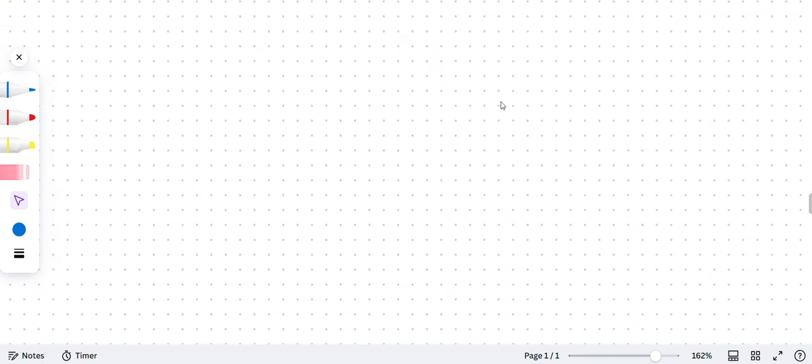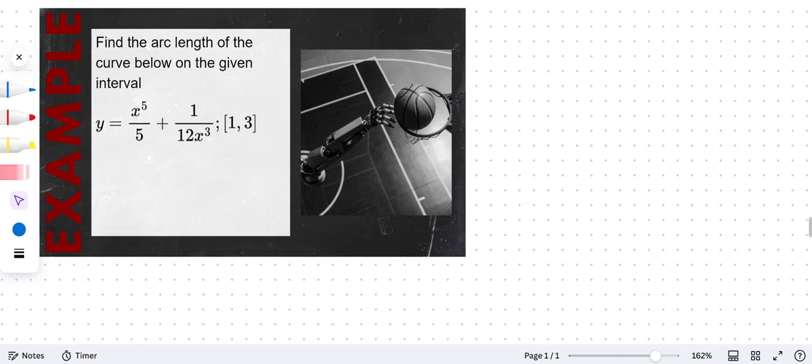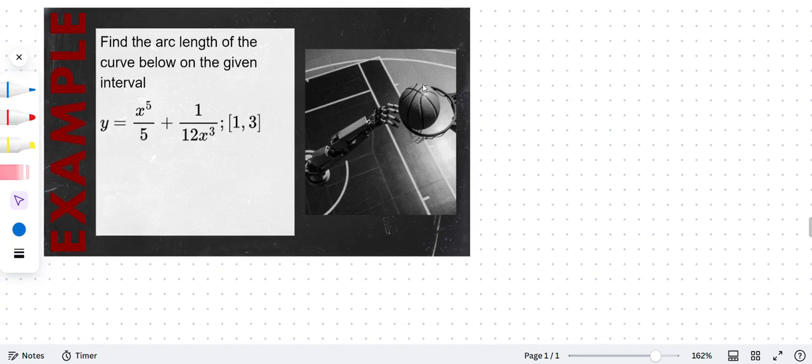This next one, for whatever reason, there's a bunch of problems like this on the homework, and they're not necessarily any more difficult. They just look a little goofy because we have this x to the third in our denominator. So before we start taking a derivative, I'm going to rewrite this as 1/5 x to the fifth plus 1/12 x to the negative third power. That way I can use power rule and don't have to worry about quotient rule.